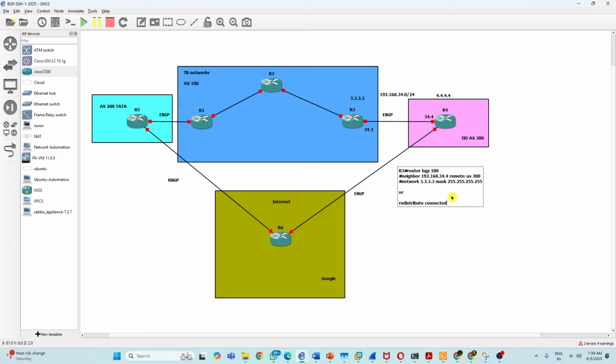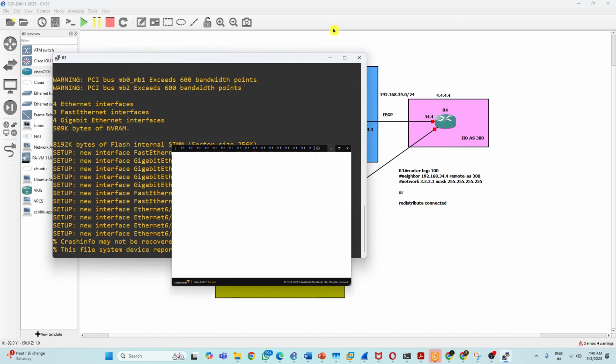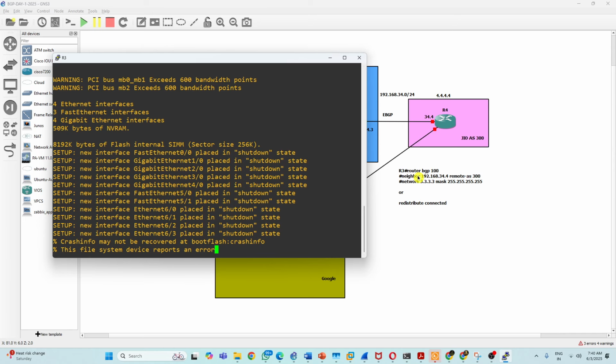Generally, in the ASBR router we redistribute from OSPF to BGP and BGP to OSPF. In the same way, directly connected routes also exist. Once you assign an IP address on the interface, those routes show up as connected in the routing table. Those connected routes we are redistributing into BGP.